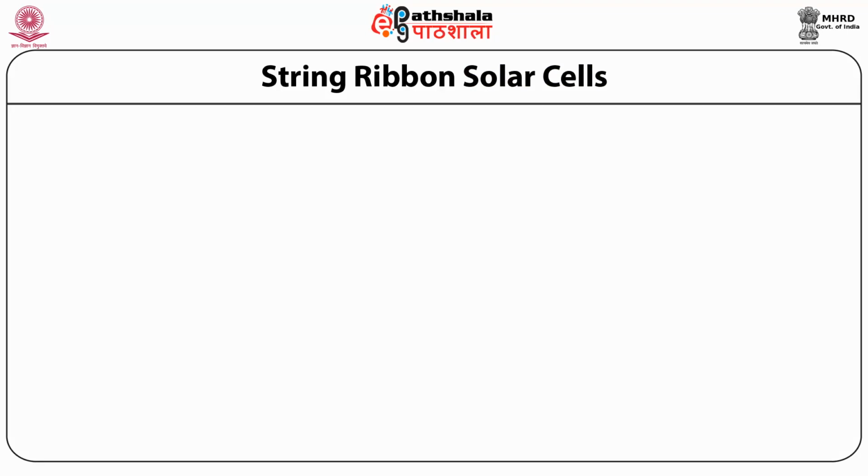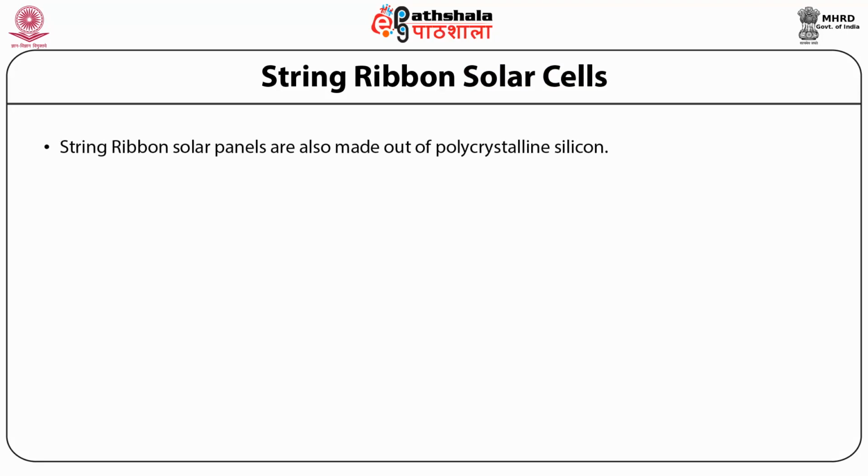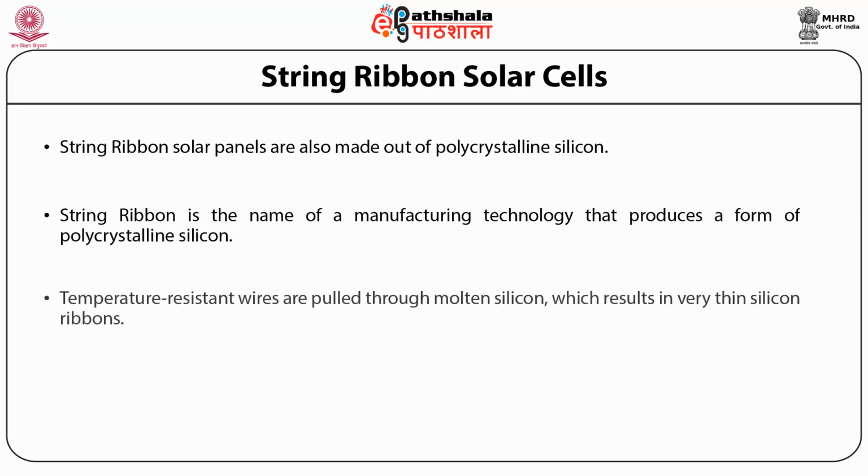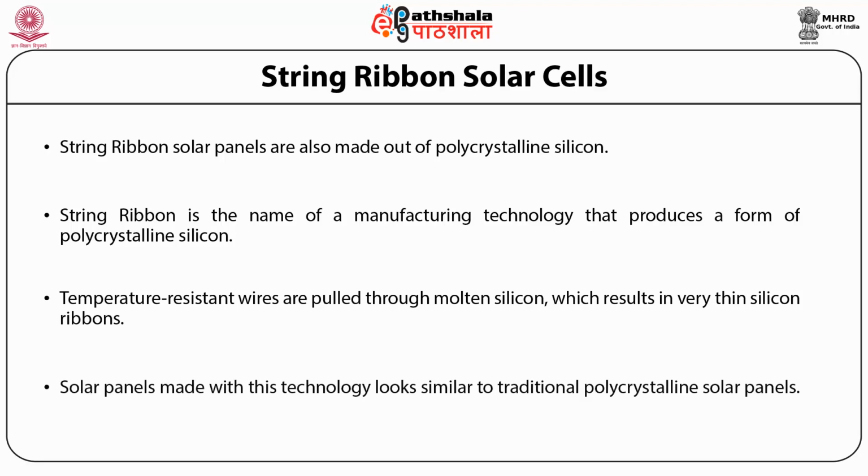The next type of solar cell is the string ribbon solar cells. String ribbon solar panels are also made out of polycrystalline silicon. String ribbon is the name of a manufacturing technology that produces a form of polycrystalline silicon. Temperature-resistant wires are pulled through molten silicon, which results in very thin silicon ribbons. Solar panels made with this technology look similar to traditional polycrystalline solar panels.